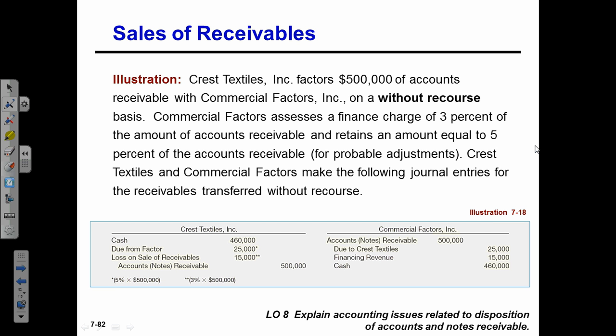So how would we do this? What are we going to get? This time I'm giving them all 500,000 of the receivables. What do they charge me?